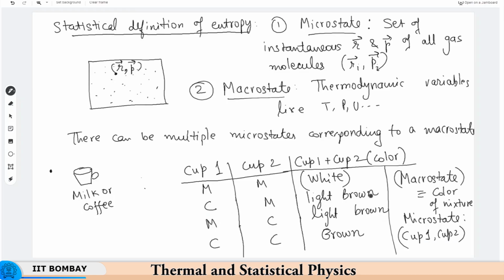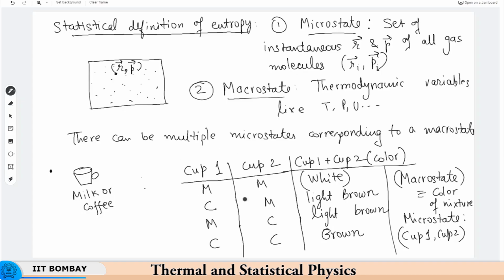Say my macrostate is light brown color. There are two possibilities to get that: either cup 1 has coffee and cup 2 has milk, or cup 1 has milk and cup 2 has coffee. So this is how you can try to understand this concept of microstate and macrostate. And right now I just took the example of 2 cups. If you have many cups, you can see that there can be many microstates corresponding to a single macrostate. I hope that is clear.